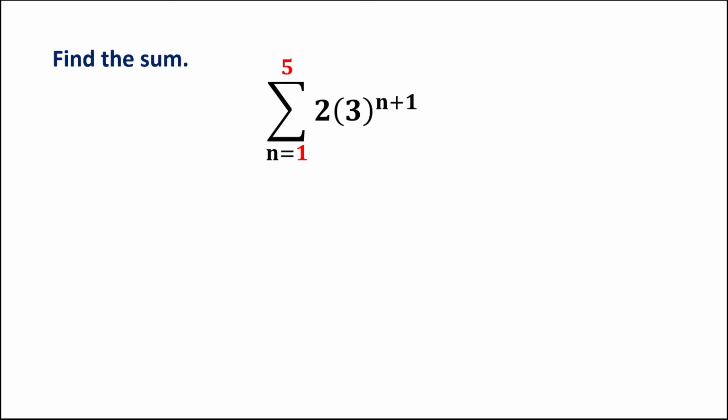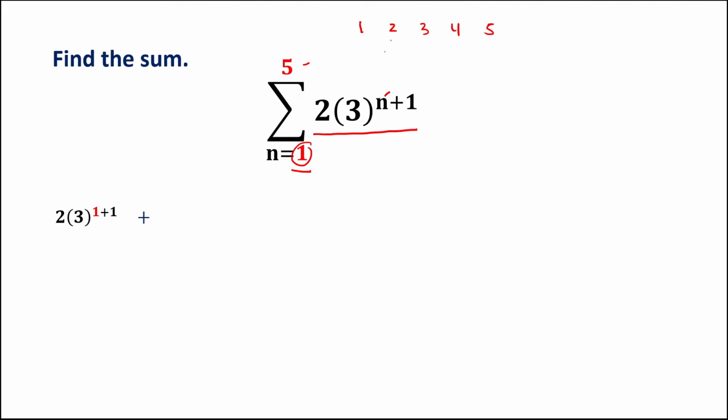Then for this given, again, the values for n are from positive 1 to positive 5. So these are the values for n: 1, 2, 3, 4, 5. Then we need to substitute the values for n into this equation. Since n starts from 1, this becomes 2 times 3 to the power 1 plus 1.